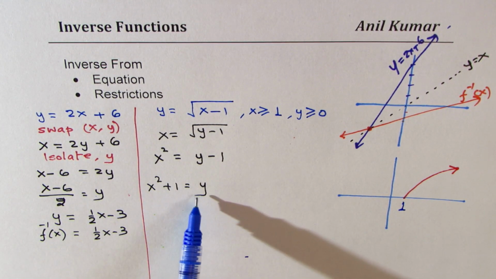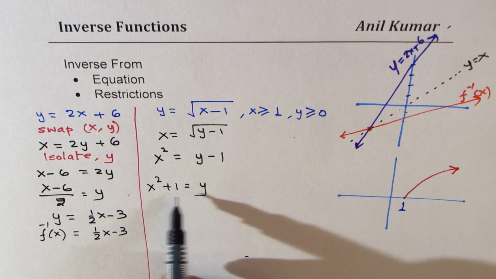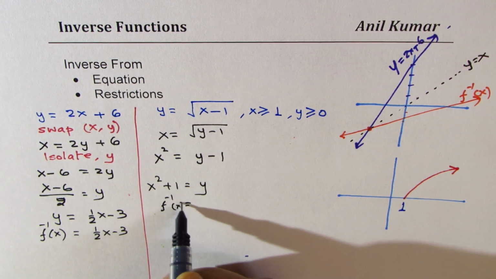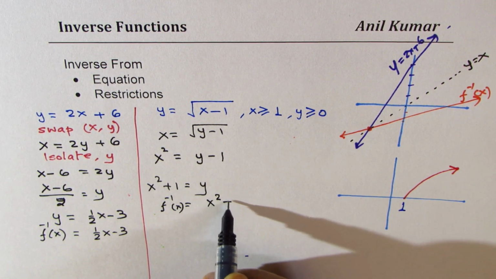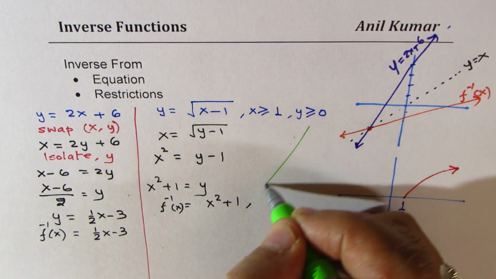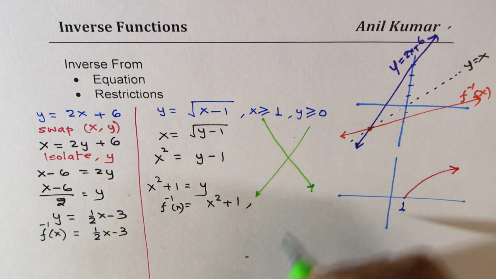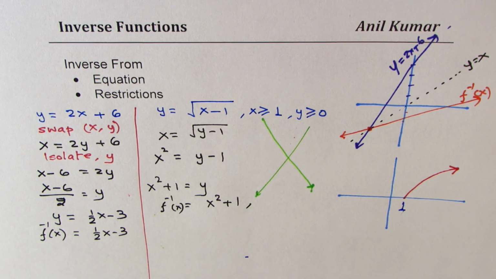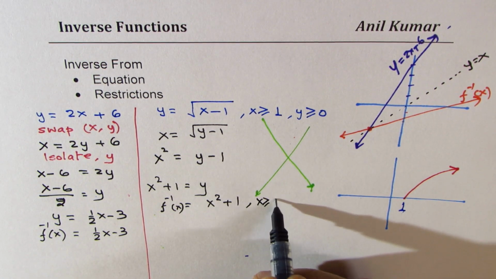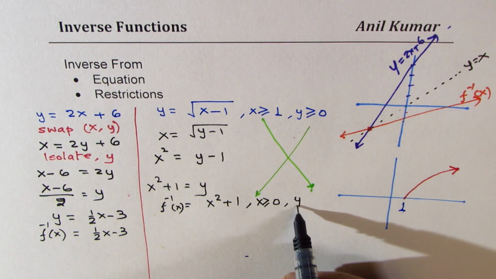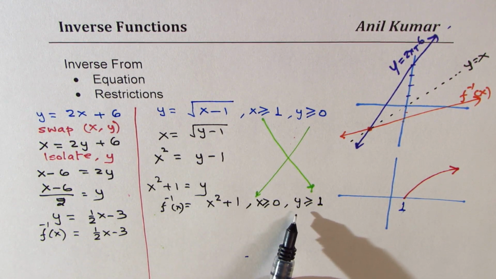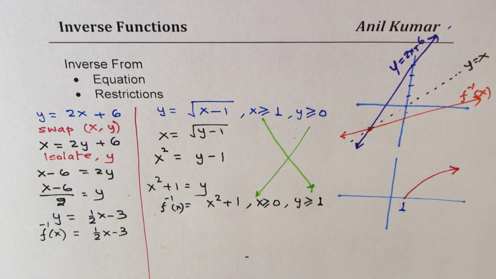So when you find the inverse, which is written here as y equals x squared plus 1, or f inverse of x equals x squared plus 1, we have to swap this domain and range to get the real answer. So x becomes greater than or equal to 0, and the y value becomes greater than or equal to 1. So that really becomes the inverse of the given function.